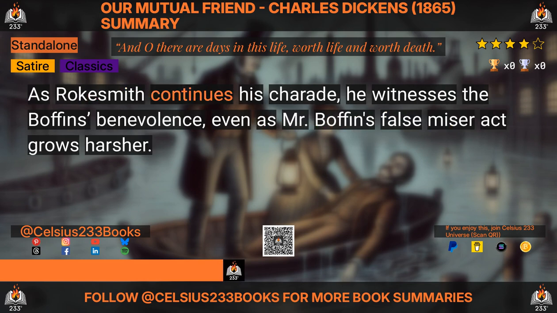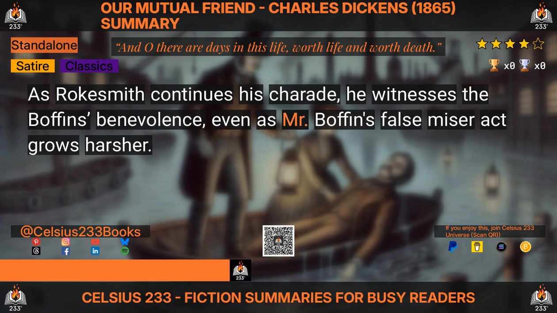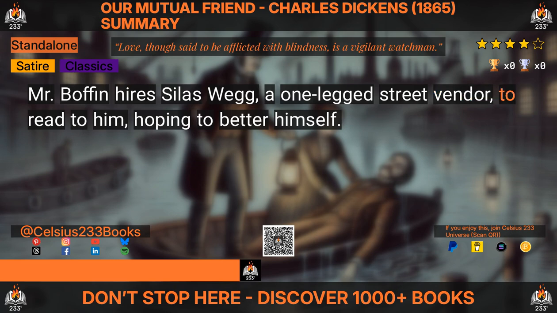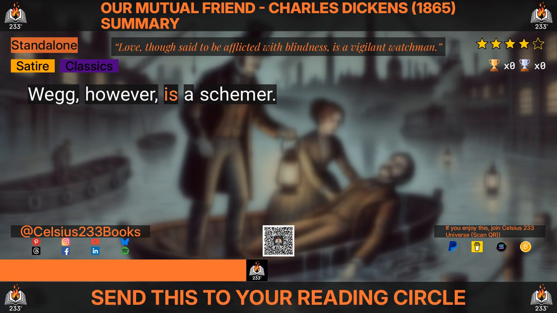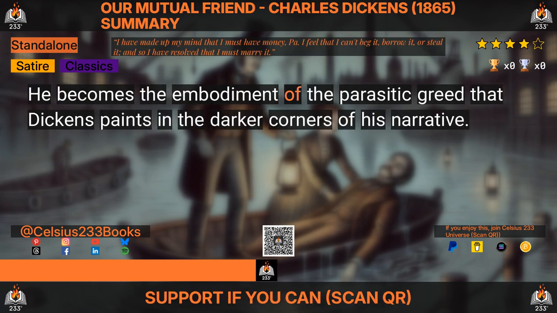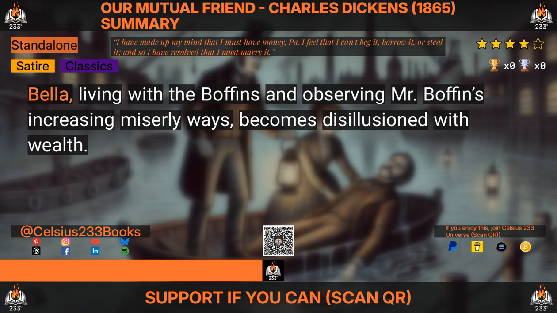As Rokesmith continues his charade, he witnesses the Boffins' benevolence, even as Mr. Boffin's false miser act grows harsher. Mr. Boffin hires Silas Wegg, a one-legged street vendor, to read to him, hoping to better himself. Wegg, however, is a schemer. He discovers a supposed second will and plots to blackmail the Boffins. He becomes the embodiment of the parasitic greed that Dickens paints in the darker corners of his narrative.